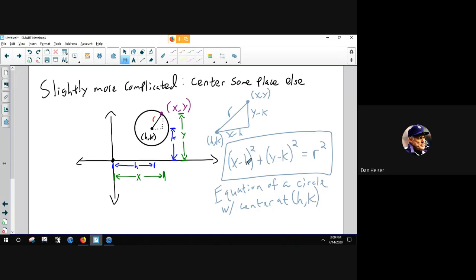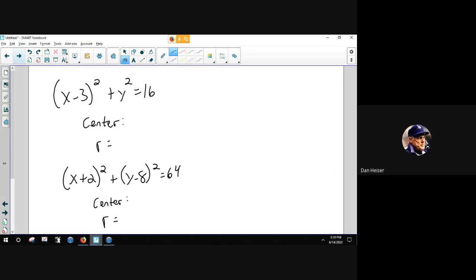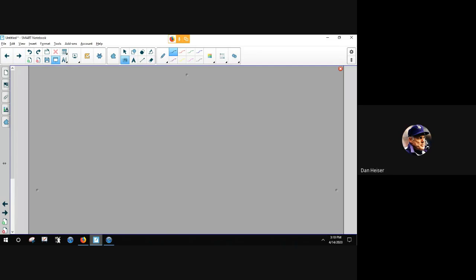X minus whatever the center is, quantity squared, plus y minus whatever the y coordinate of the center is, quantity squared, and then here's our radius squared. What I want you to be able to do is two things. Given an equation, write the center and the radius. Given a center and a radius, write the equation. So let's take a look at a few examples of each. Let's take a look at these one at a time.